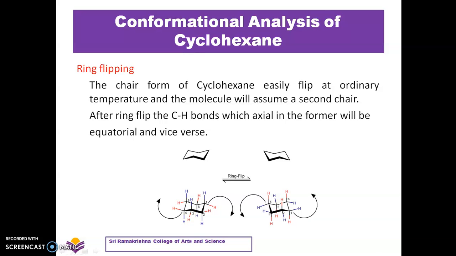Now let us see what ring flipping is. The chair form of cyclohexane easily flips at ordinary temperature, and the molecule assumes a second chair form in which all the C-H bonds which are axial in the former will be equatorial in the latter and vice versa.